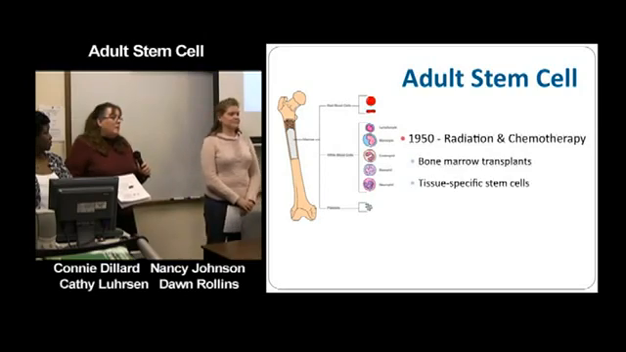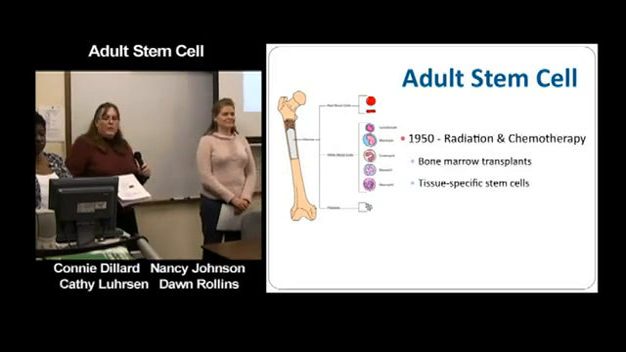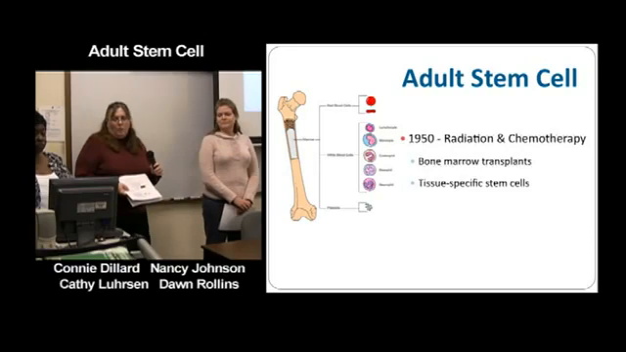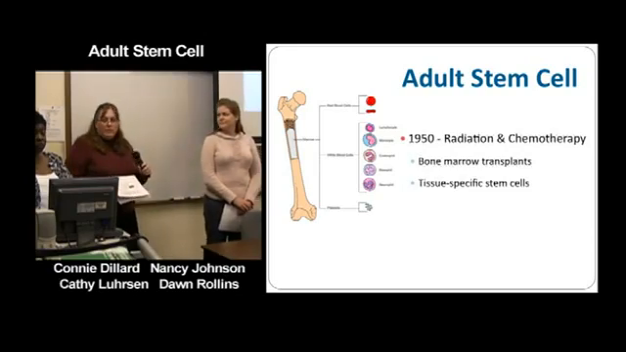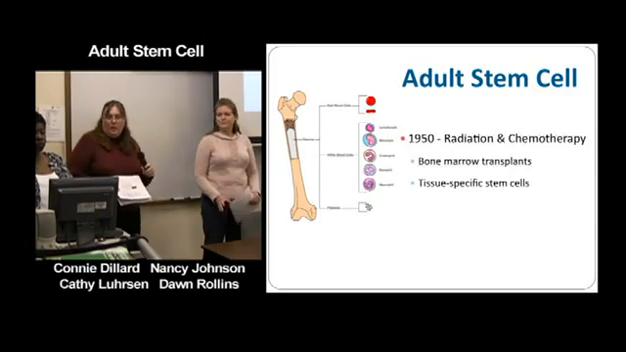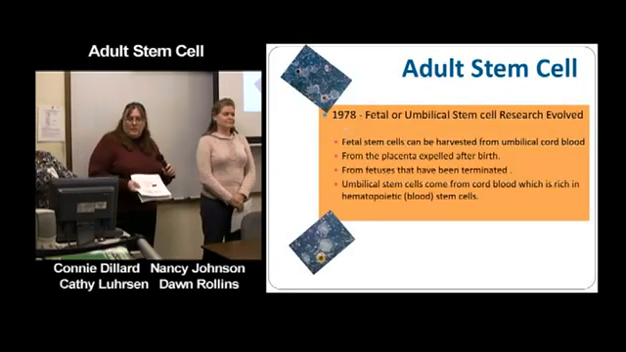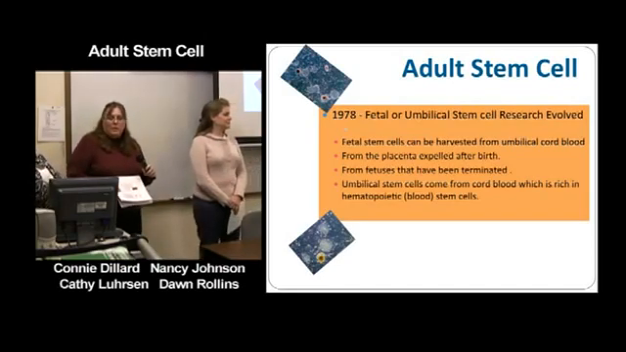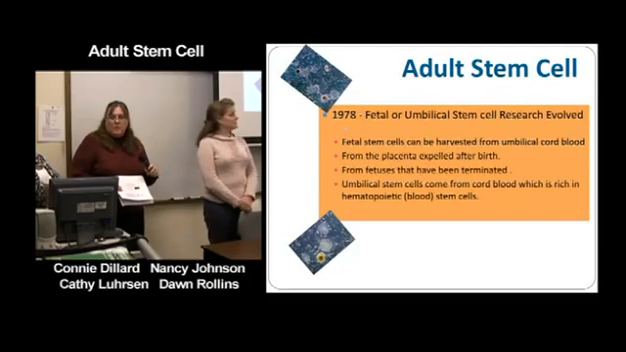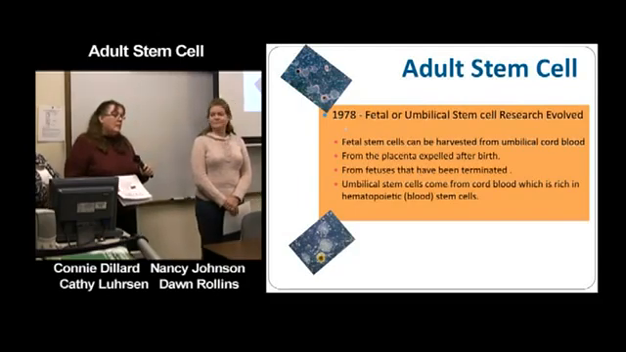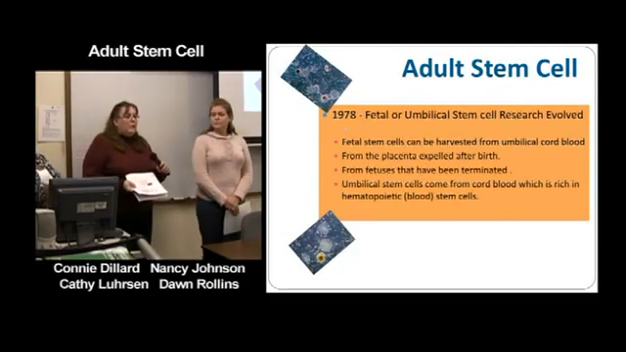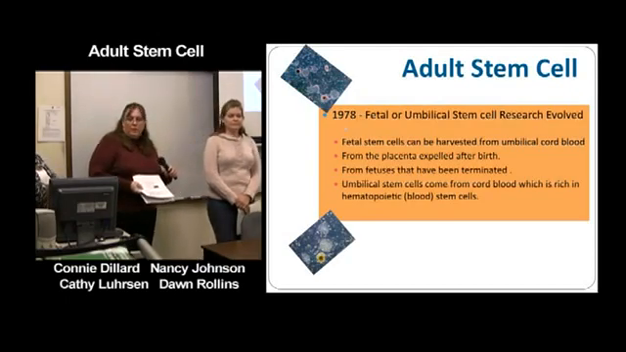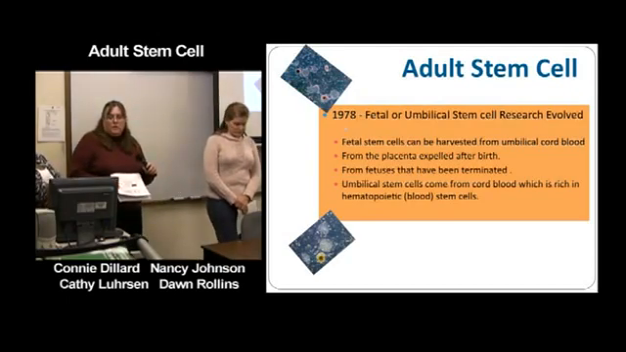Stem cell regeneration by giving people stem cells by mouth didn't work. What they figured out with research with mice is that they could regenerate, and that's when they started giving stem cells for chemotherapy treatment. In 1978, fetal or umbilical stem cell research evolved. This is the kind of stem cell you can get from umbilical cord blood or from the placenta that's expelled after birth.